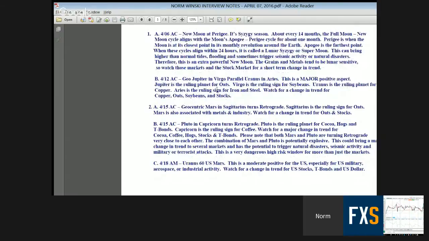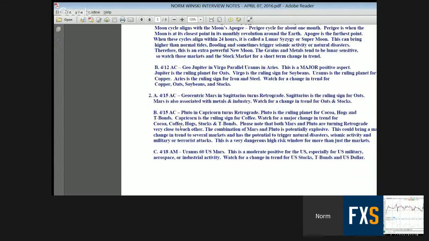So Mars is in Sagittarius. That's oats. That'll be oats in the stock market. The stock market is the big basket of everything. So if anything happens, that'll affect the stock market. And nobody cares about oats, so we won't bother talking about oats.